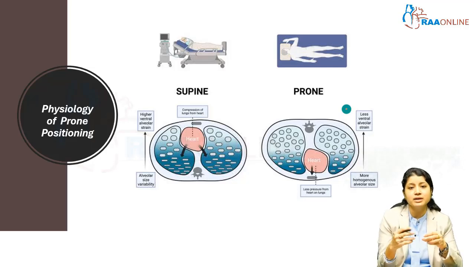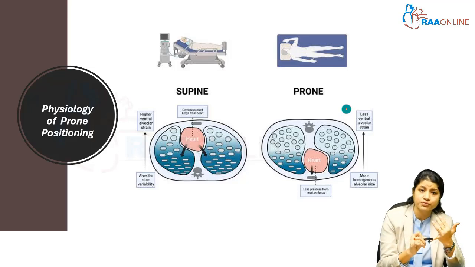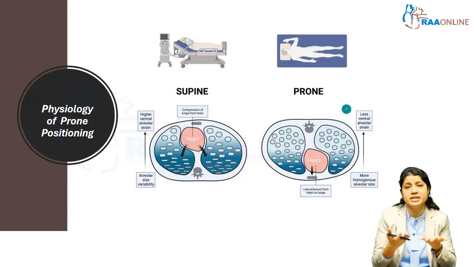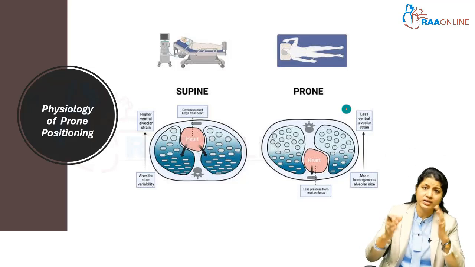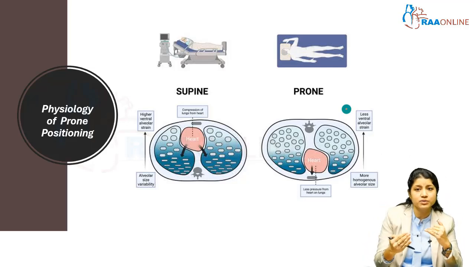In addition to that, the lower part of the lung, or the dorsal part of the lung, is compressed because of the compression from the heart. Then the abdominal contents also compress it. There is definitely a basal atelectasis, and even the upper part of the lung, that is the ventral part of the lung, compresses the dorsal part of the lung.